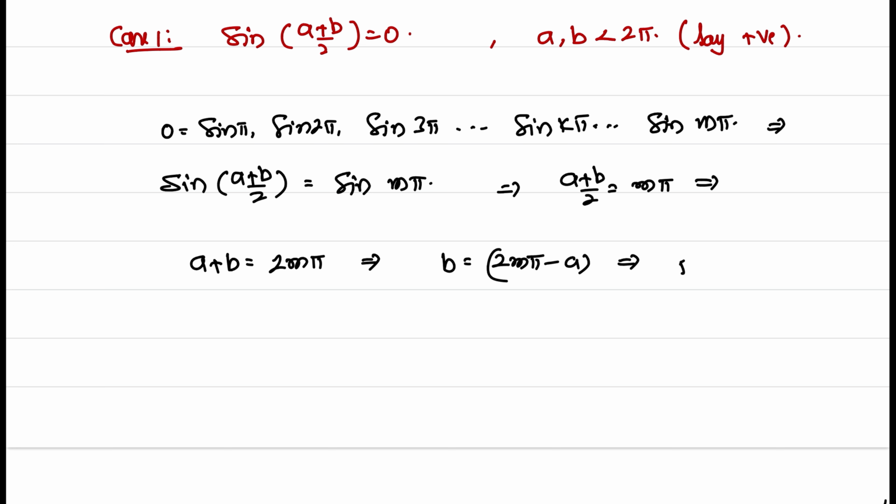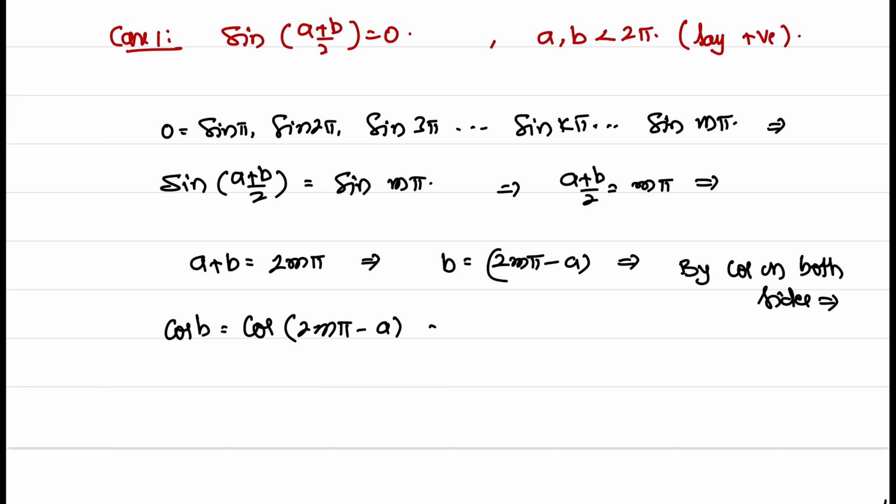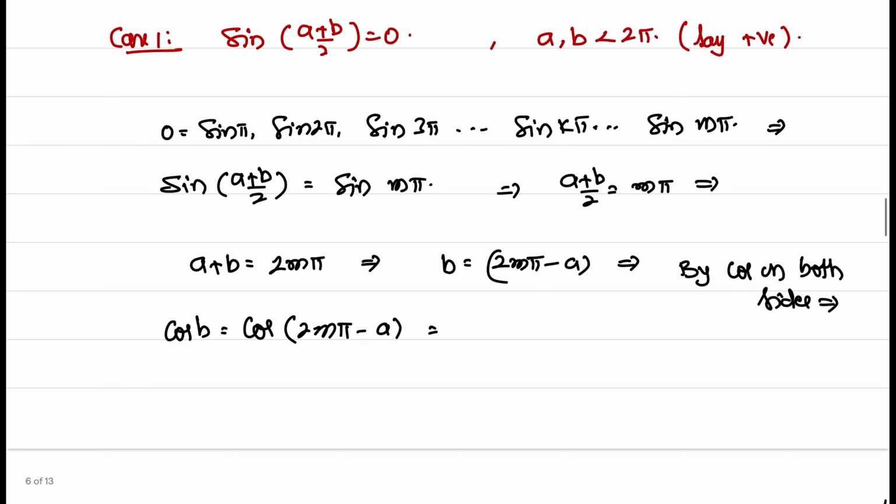By taking cos on both sides, what happens? cos B is equal to cos(2m pi minus A). cos(2 pi minus A) is again cos A.